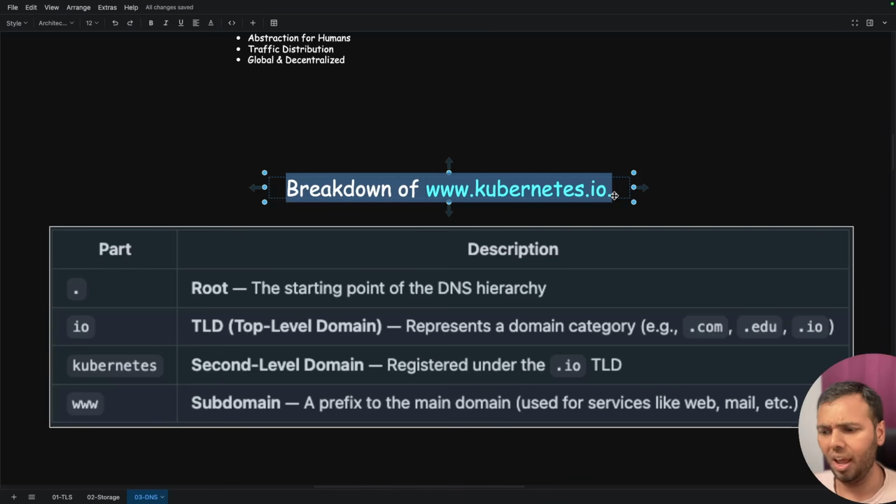And what is root? We have dealt with certificates, we have dealt with certificate authorities, and we understand that when we are talking about the root certificate, it is the highest certificate. No one is above the root. Similarly, when we are talking about concepts of DNS, root is at the very top.